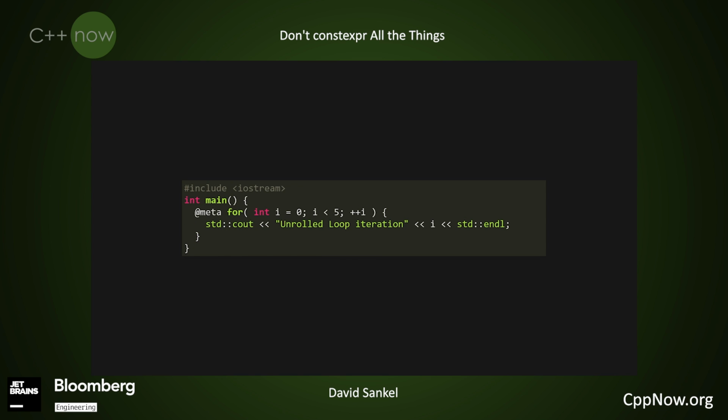Let's look at this example. In this example, we have a for loop, but we put the @meta in front of it. And that means that it's going to be executed at compile time. So here, as we run through the loop, we output unrolled loop iteration 0 and then 1 and then all the way until 4. What's going on here is that we have a compile time variable that is being iterated over.